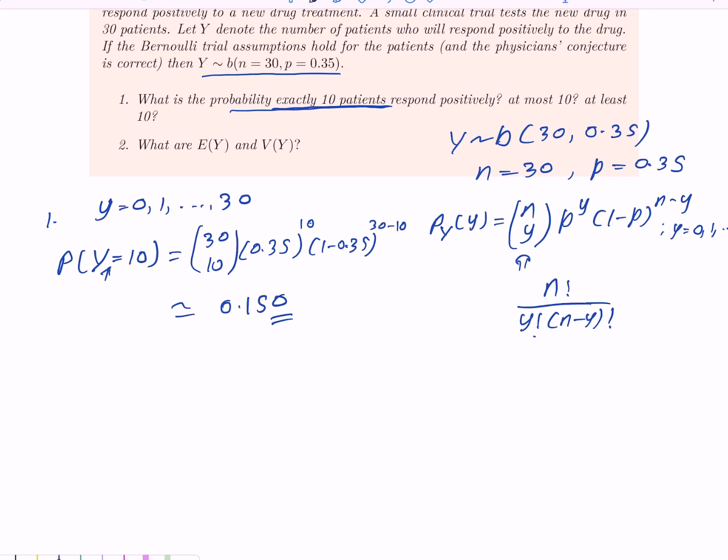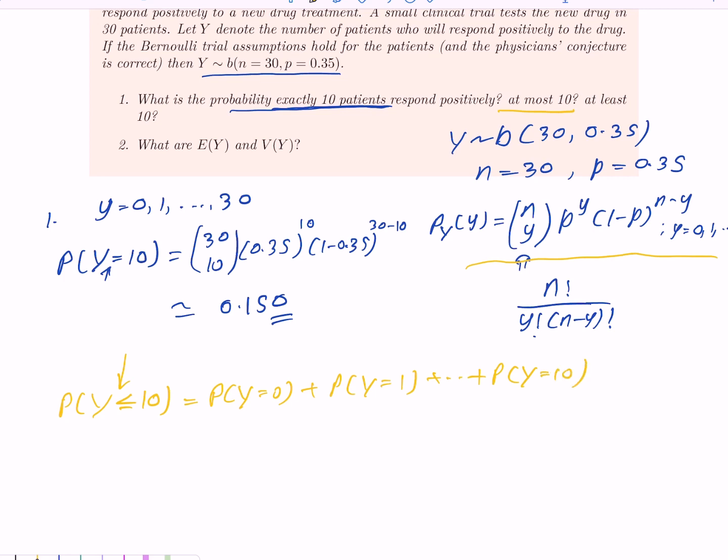Next one. So next one is at most 10. What is at most 10? That means probability y less than or equal to 10. Here it is not the equal sign, so you cannot use the PMF directly for that case. We need to make it equal sign. So what are the y values? Y less than or equal to 10. You know the y values are y equals 0 plus y equals 1, similarly, up to probability y equals 10.